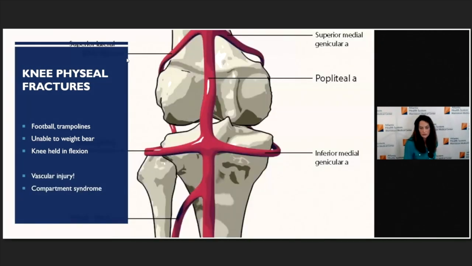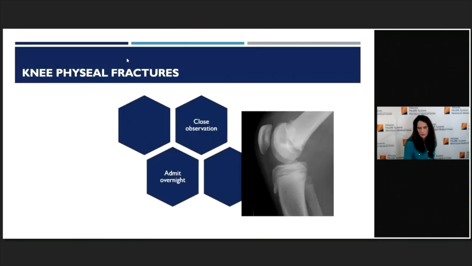And the thing you got to be really concerned about is vascular injury, because of the location of the popliteal artery in relationship to these growth plates. It's basically plastered right up against the back of the bone there. And these have a high incidence of compartment syndrome as well.